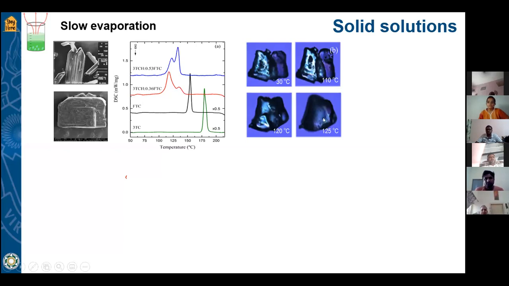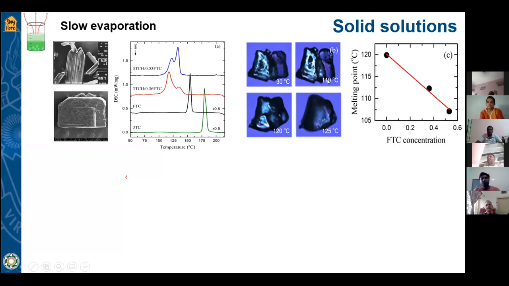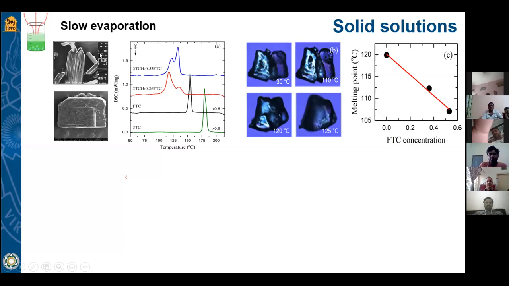But the main question at the beginning of our talk was, can we change properties using solid solution? Okay, we can try this with the melting point. And you can see that in adding FTC, we have a quite linear reduction of the melting point. It was very interesting, but slow evaporation has a problem.